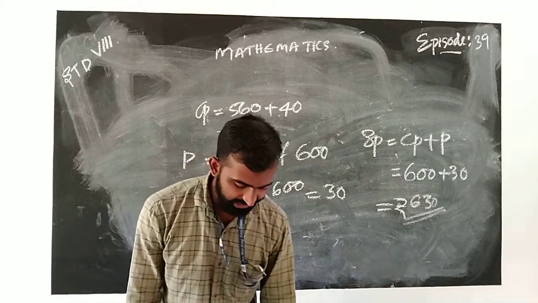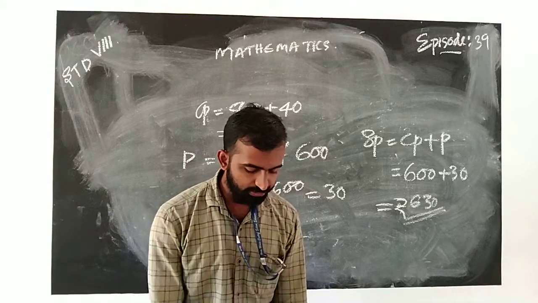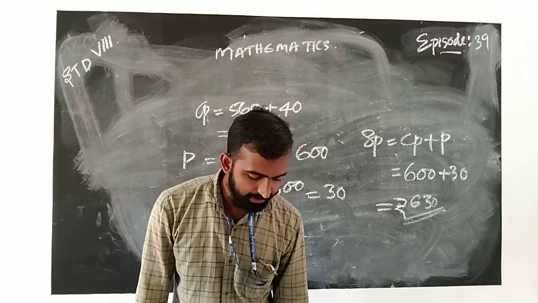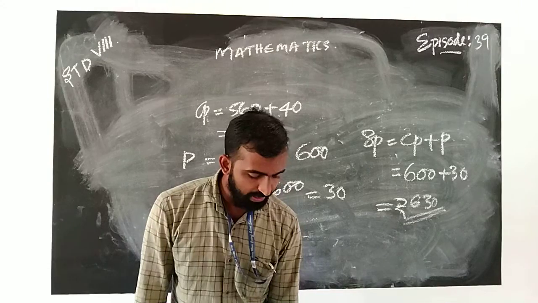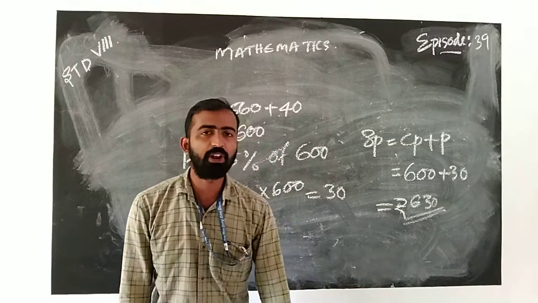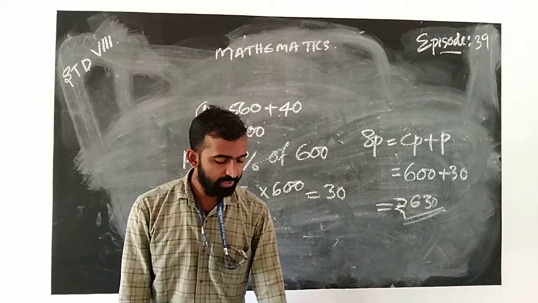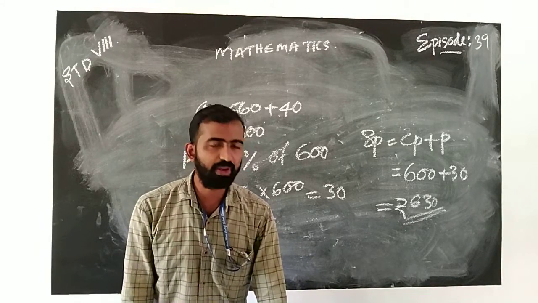And next we are going to discuss an example. A shopkeeper purchased 200 bulbs for 10 rupees each. However, 5 bulbs were fused and had to be thrown away.